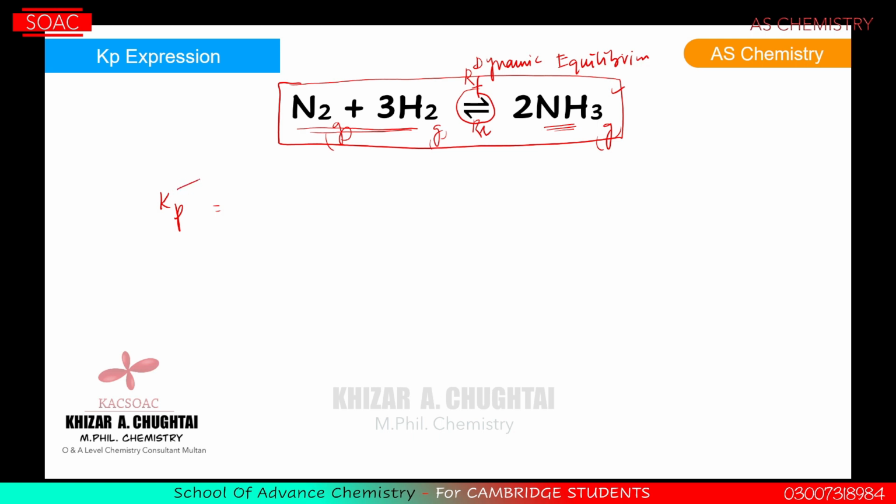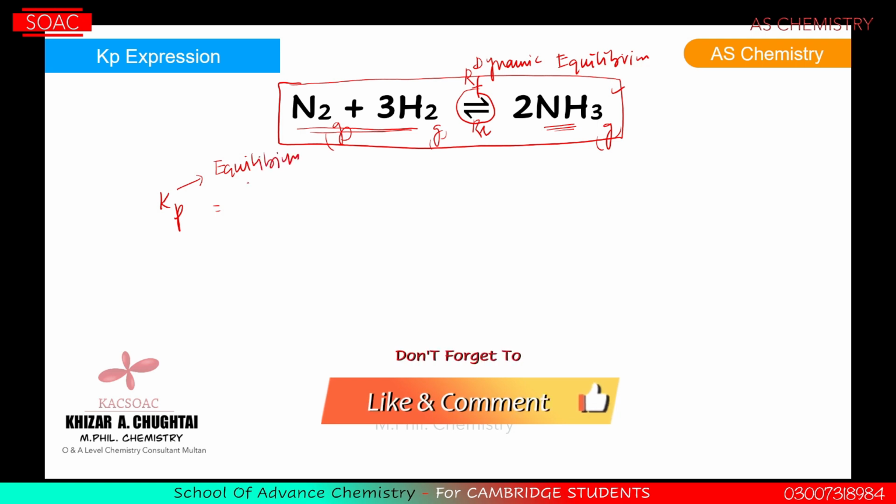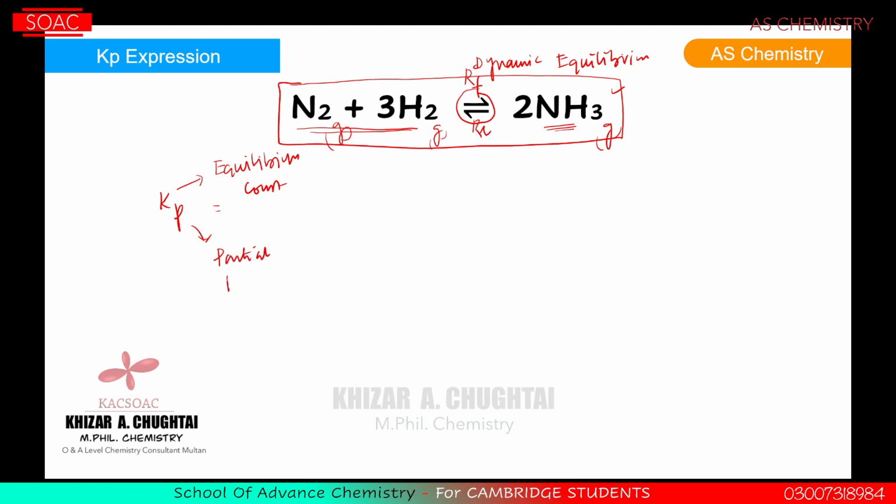Once again, capital K is the equilibrium constant in terms of partial pressure. So this Kp is the ratio between the pressure of the species present on the right hand side of the equation, if they are gases, for example in this case NH3, raised to the power of its coefficient, 2, divided by the partial pressure of the gases present on the left hand side of the equation.